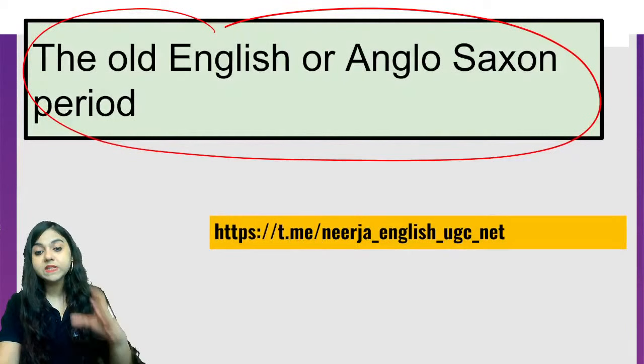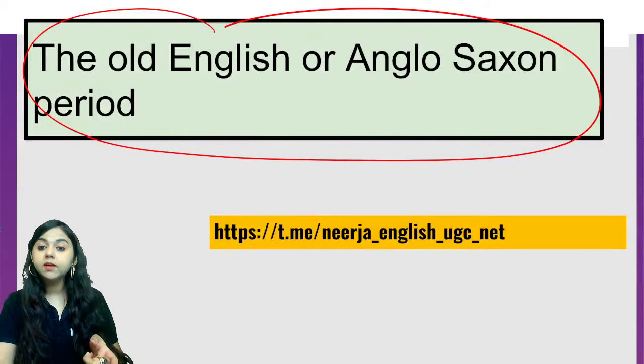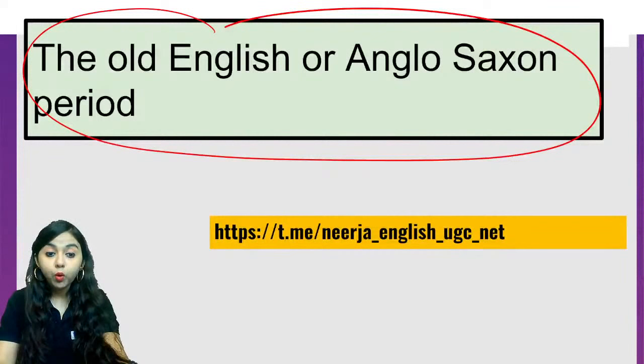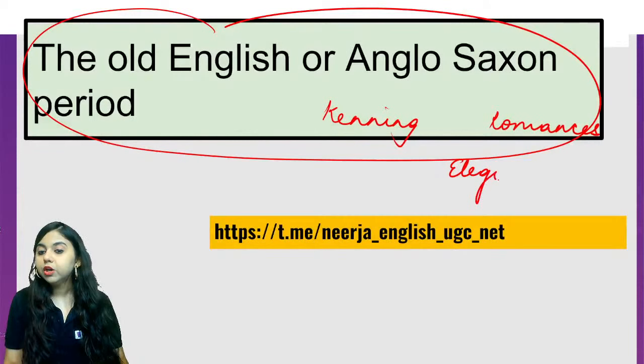You are able to see that the process of Christianization is starting altogether. The Anglo-Saxon Chronicle is also coming during this period. Beowulf is coming during this period. That is another thing that you're able to see. Kenning is being used. So what all things are we able to notice? We are able to notice kenning. We'll talk about all of these. Your romances are coming, your kenning is coming, your elegies are being written.